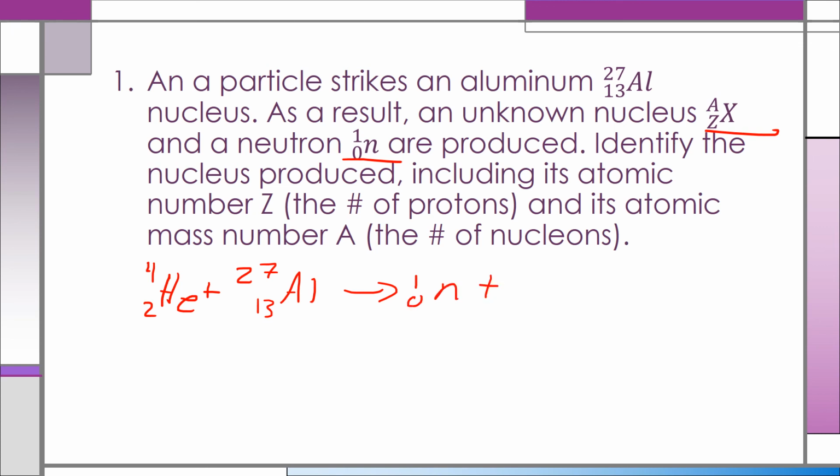Okay, well, let's take a look at our tops. So 4 plus 27 gives me 31 on this side. So I need to have 31 on this side. I've got 1 right here, so that means I'm going to have a 30. 13 plus 2 gives me 15. And if we look at the periodic table for 15, that is a phosphorus element. So this is what we would expect here, and it's phosphorus-30 because that's the total number of nucleons right there.